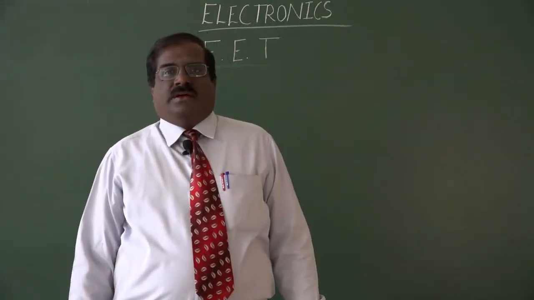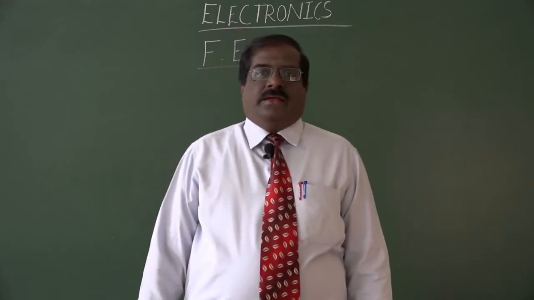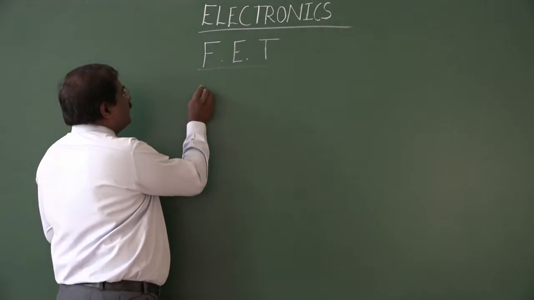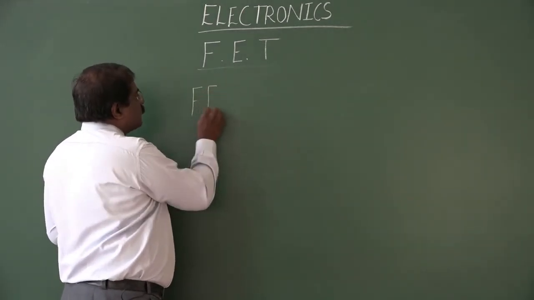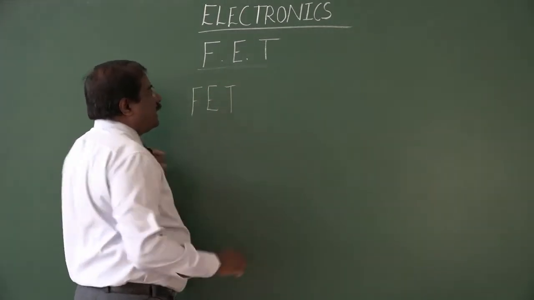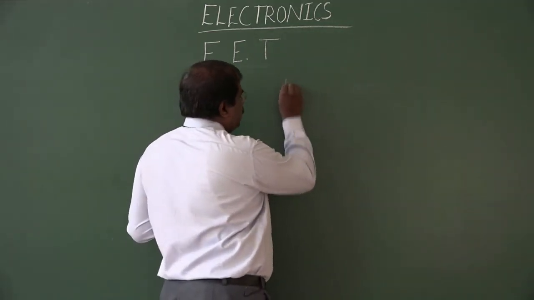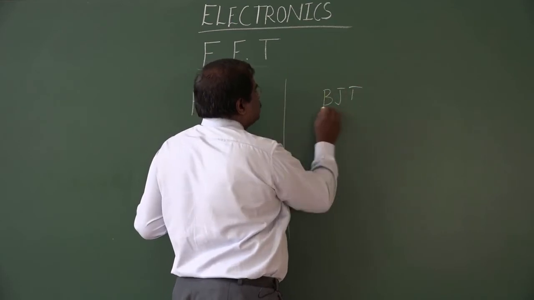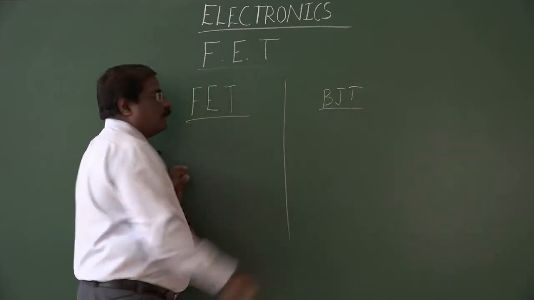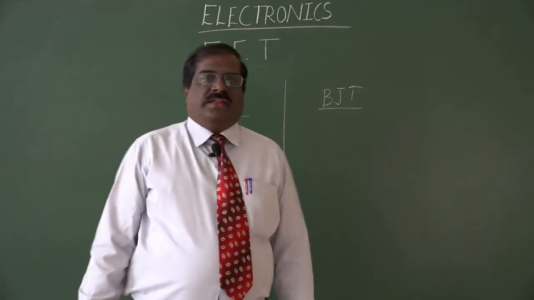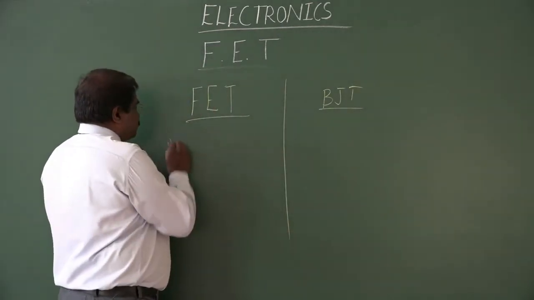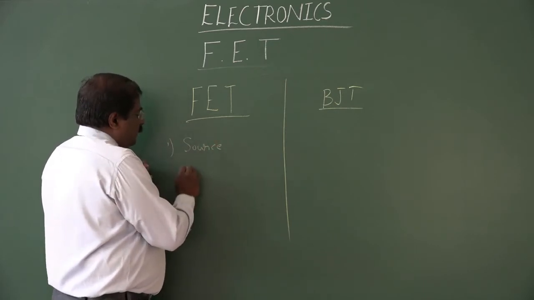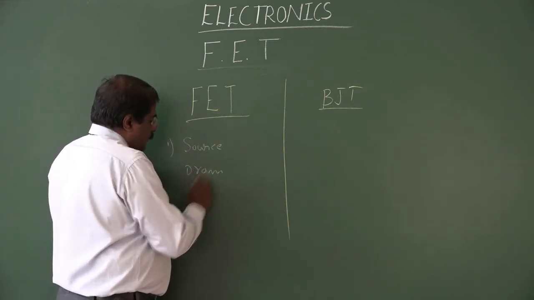Now we will consider the FET and BJT. FET is the field effect transistor. Another one is BJT, that is bipolar junction transistor. So in the FET, what are the terminals? Source, drain, gate.